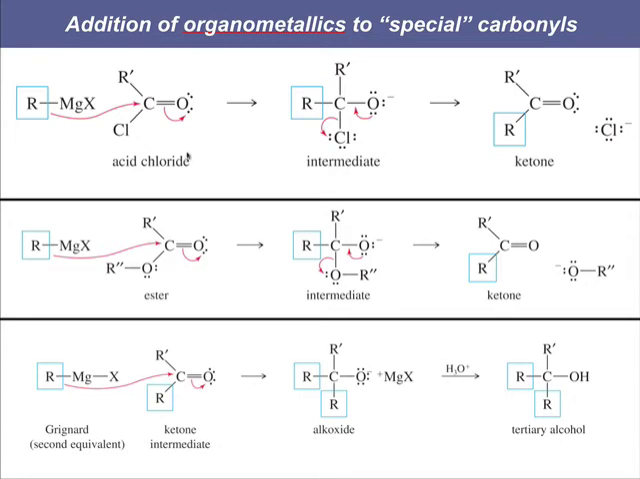Anytime you are doing addition of a Grignard or lithium reagent to an acid chloride or an ester, the Grignard or lithium reagent will add twice, first displacing the chloride or the OR group, depending on if you have an acid chloride or an ester, and then regenerating the ketone, and the second equivalent adding back to the ketone. So we have two additions of our R group.